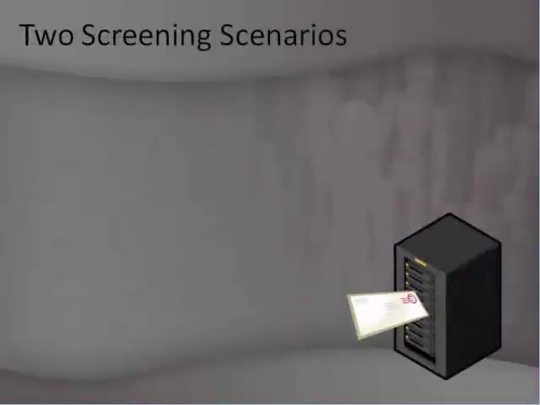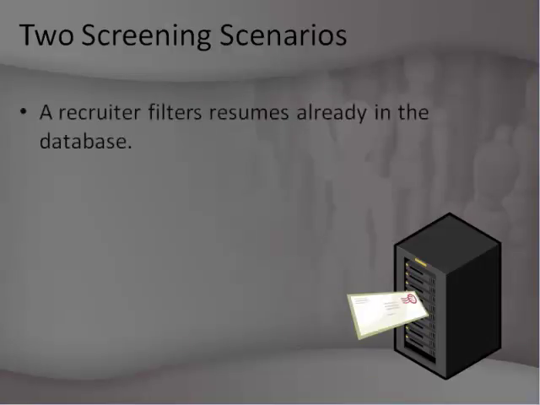Let's look at the two screening scenarios that we've got here. Resumes are electronically screened in one of two ways. In the first scenario, a recruiter is filtering and examining resumes that are already in the database. Most of these resumes were obtained maybe from prior sourcing work. The purpose, though, of this type of screening is to find candidates that could potentially fill current job openings. They're looking for people who can fill a need that they have right then.